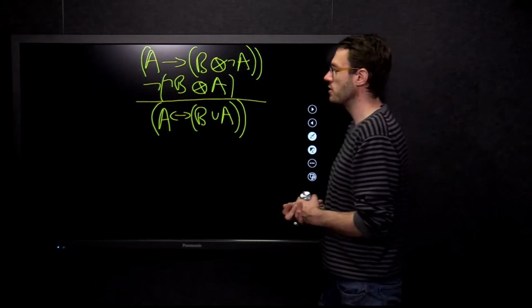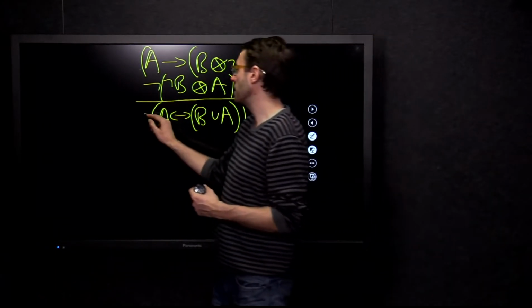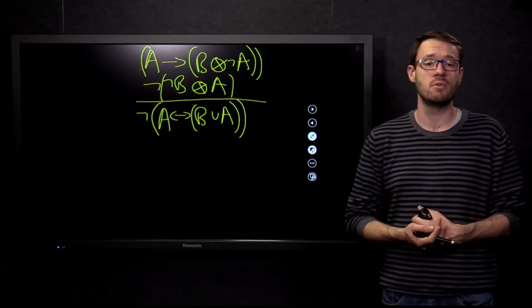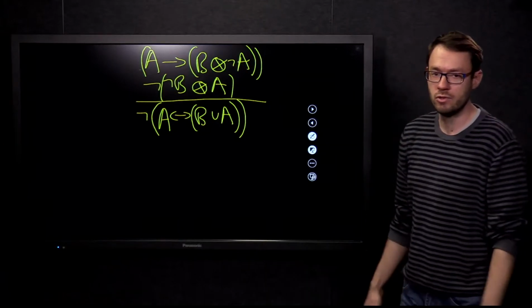Okay, so let's do this. The very first thing I'm going to do is negate the conclusion, because I'm testing it for validity. In order to test an argument for validity, you have to negate the conclusion first.